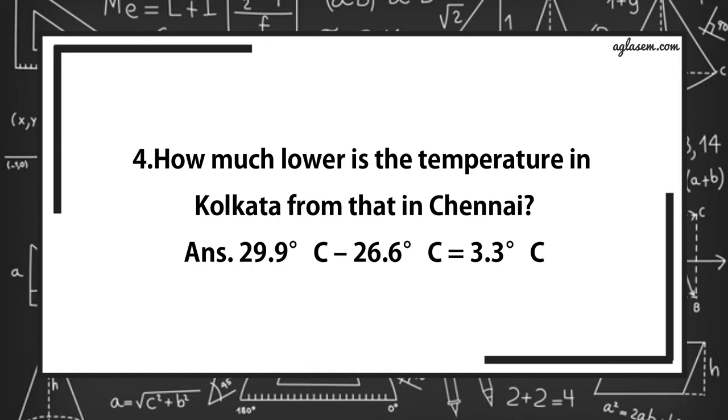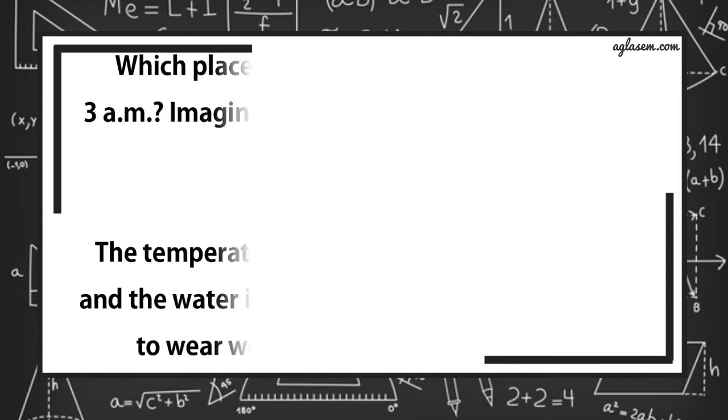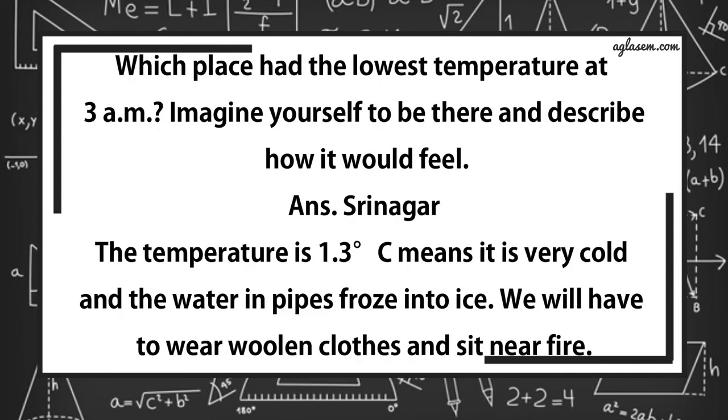Further, moving to question number 5, which says, the temperature in these cities was also noted at 3 am on the same day. Look at the table and answer the question. So guys, table you can see in your book. Here question number 1 says, which place had the lowest temperature at 3 am? Imagine yourself to be there and describe how it would feel. Answer is Srinagar. The temperature is 1.3 degrees Celsius, which means it is very cold and the water in pipes froze into ice. We will have to wear woolen clothes and sit near fire.